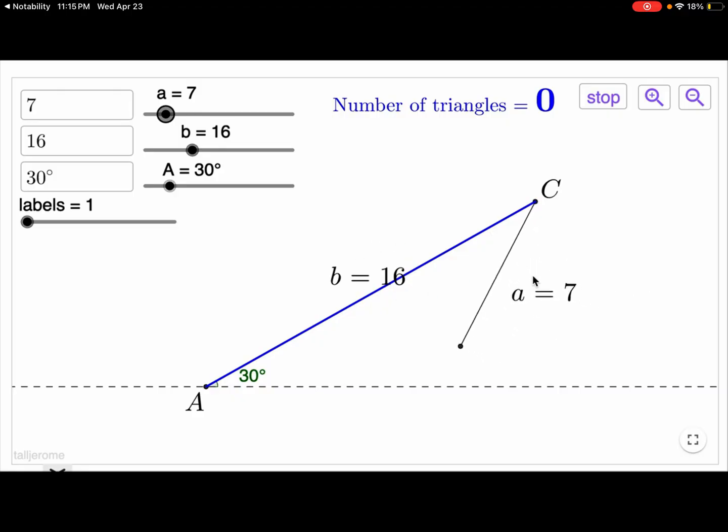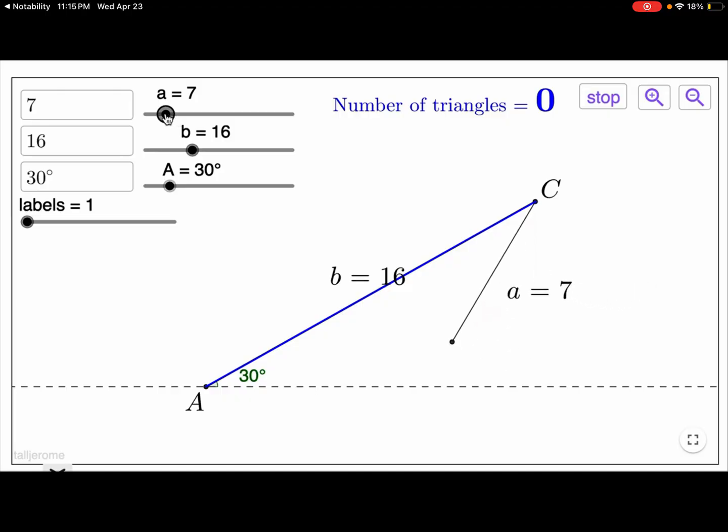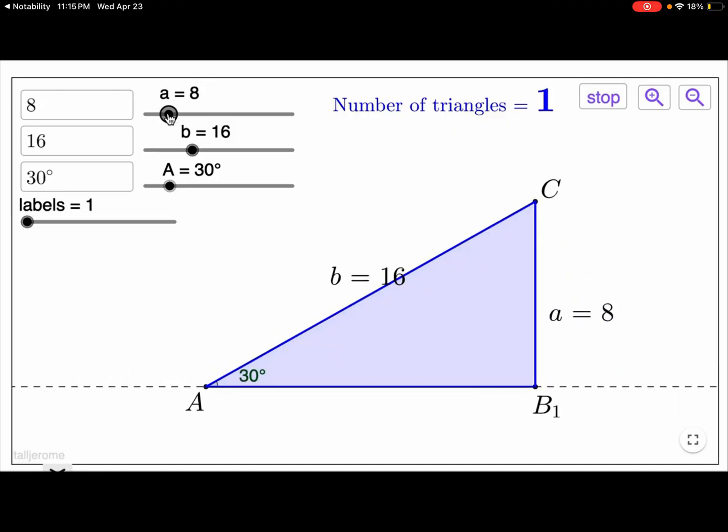So in this case, in order to have a triangle, the opposite side has to be 8. Since this side is not long enough, no triangle exists. Now I'm going to adjust side A and make it a little bit bigger. I'm going to try and get it to be 8. Notice the side stops swinging. It shows that there is now one triangle, and that is because the opposite side is half of the hypotenuse, 16.